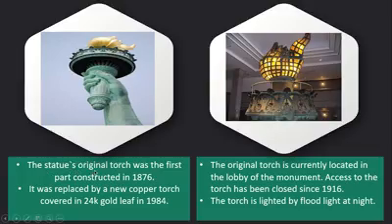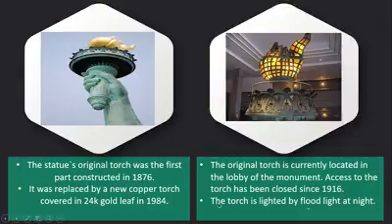The statue's original torch was the first part constructed in 1876. Here we find the statue's original torch. It was replaced by a new copper torch. Here we find a new copper torch covered in 24K gold leaf in 1984. But the original torch is currently located in the lobby in the monument. Here we find the original torch.